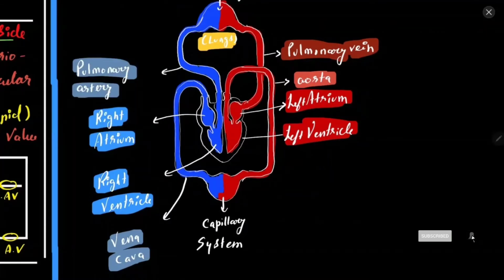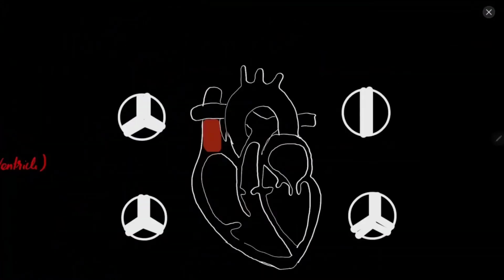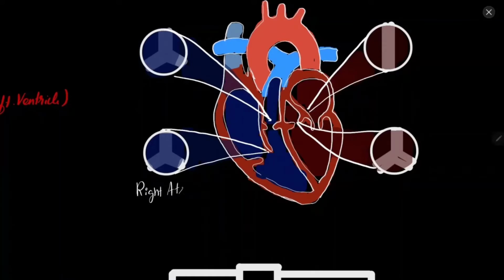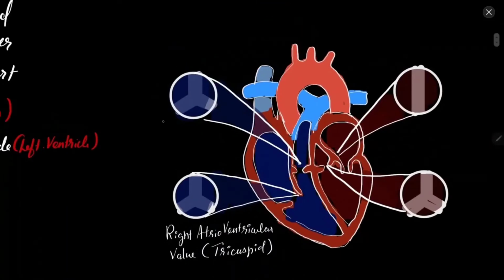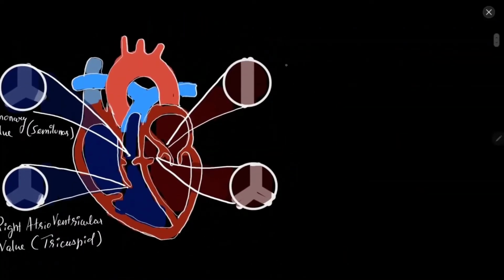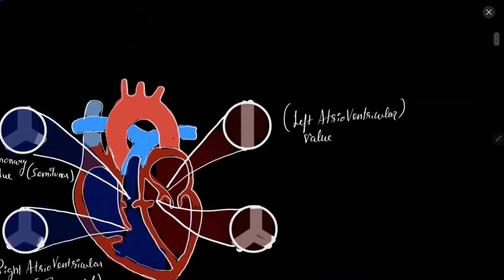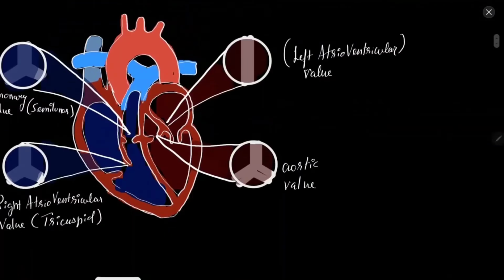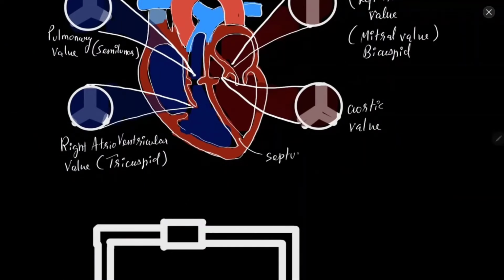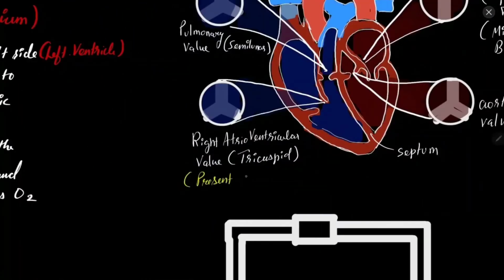Now we will see the valves in detail. Between right atrium and right ventricle, you have right atrioventricular valve, which is tricuspid. Between right ventricle and pulmonary artery, you have pulmonary valve. Between left atrium and left ventricle, you have left atrioventricular valve. And between left ventricle and aorta, you have aortic valve. Septum separates the right side of the heart from the left side.